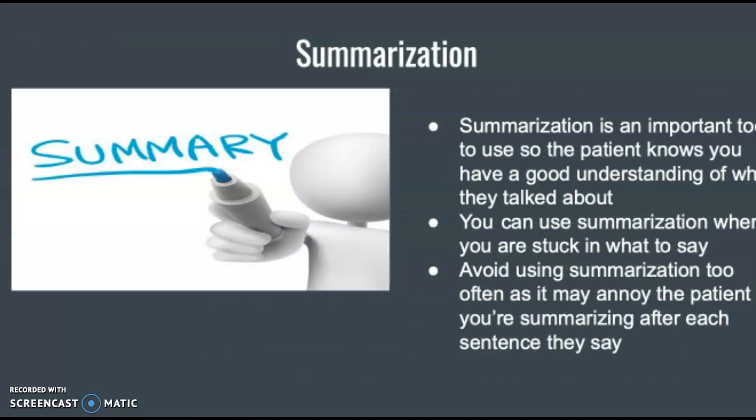Summarization is a really important tool that you should use to help the patient know you have a good understanding about what they have talked about. Summarization can be really useful when the patient tells you a lot of information and you need some time to process it. It is a good tool to use when you are stuck in what to say as well. However, you should avoid using summarization too often, as it may annoy the patient if you're summarizing after each sentence they say. If you are dealing with a patient who is rambling and talking a lot, summarization can also be used to help you take control of the conversation. Summarization is also a good tool to use at the end of a conversation to help the person identify the progress they made throughout the conversation.